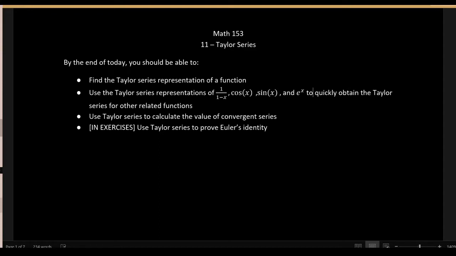So the goals for today: find the Taylor series representation of a function. Find in particular the Taylor series representations of a few canonical functions, 1 over 1 minus x, cosine, sine, and e to the x, and use those to find the Taylor series representation for other related functions. Then use those series to calculate the value of some numerical series. And finally, we have a special exercise for you in the concept check for today to prove what's called Euler's identity.